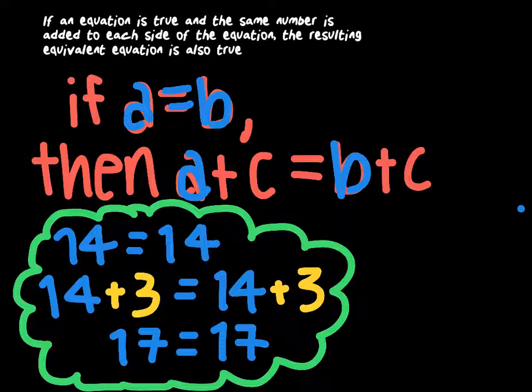So if A is equal to B, then A plus C equals B plus C. An example of that would be, if you had 14 as your A and 14 as your B, you did 14 plus 3 equals 14 plus 3. That would be 17 equals 17 because A and B were equal.